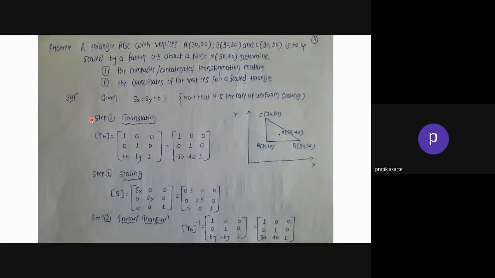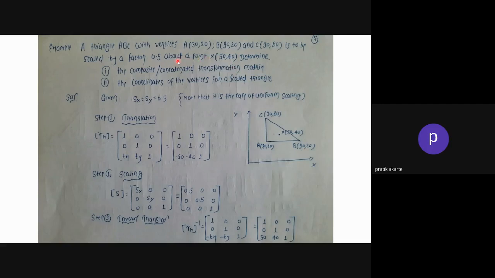The next one. A triangle ABC with vertices A (30, 20), B (90, 20), and C (30, 80) is to be scaled by a factor 0.5 about a point X (50, 40). So we are given a triangle whose vertex coordinates are known, which is to be scaled by a factor 0.5 about a point X whose coordinates are 50, 40.